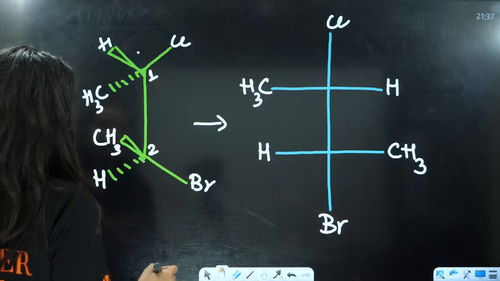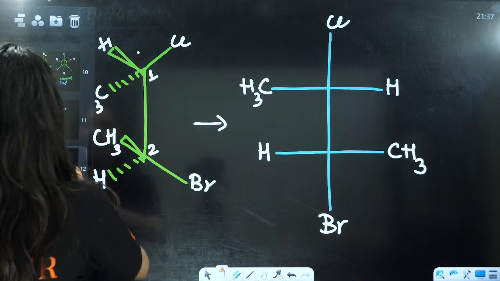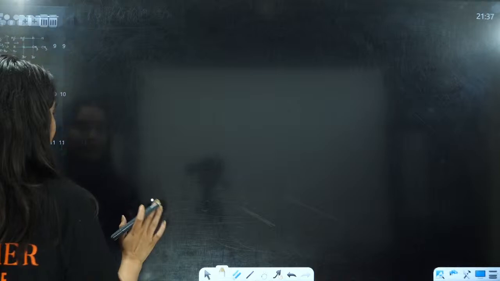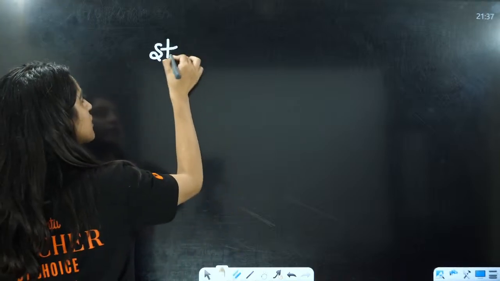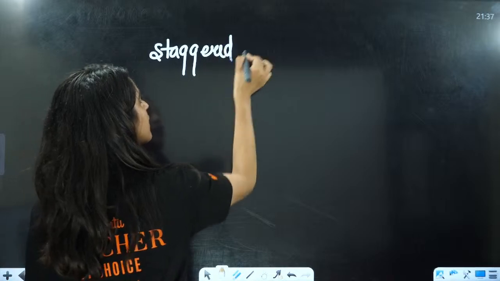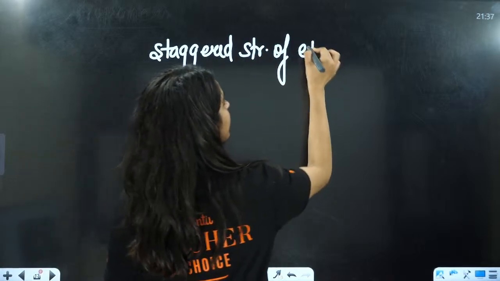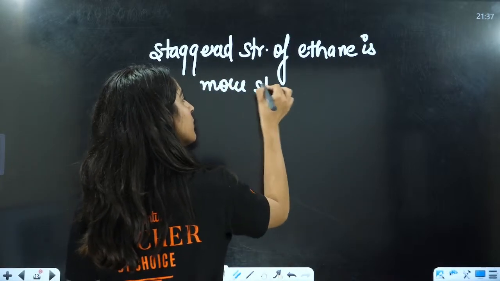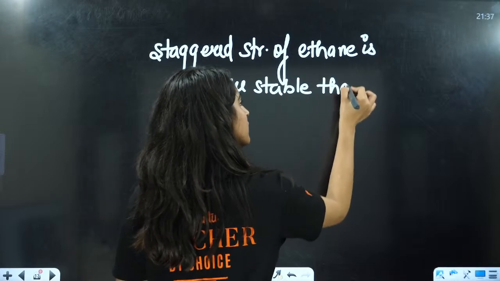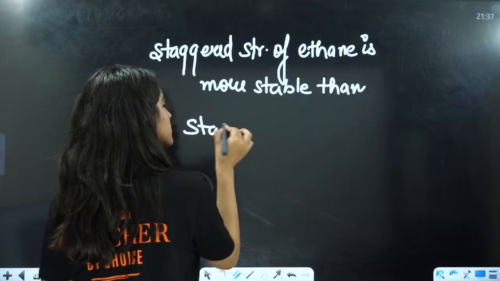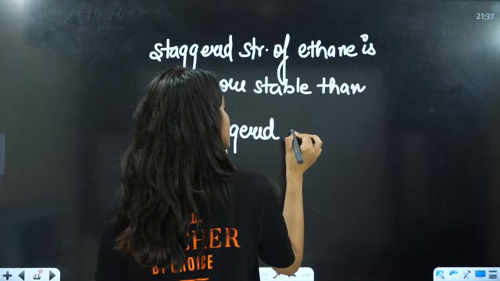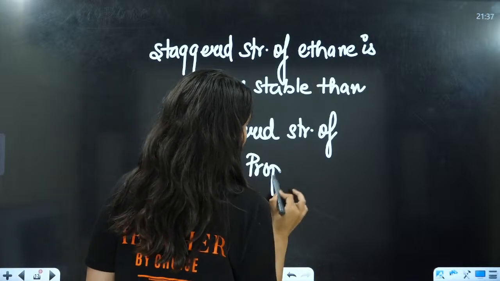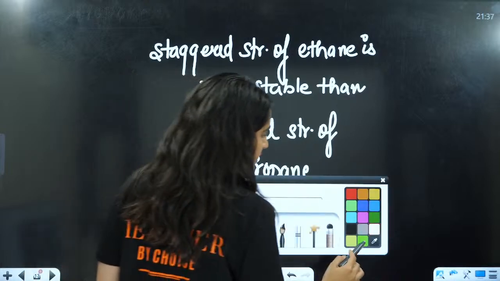If I write it here: the staggered structure of ethane is more stable than the staggered structure of propane. Okay, the staggered structure of propane. Right, everyone?